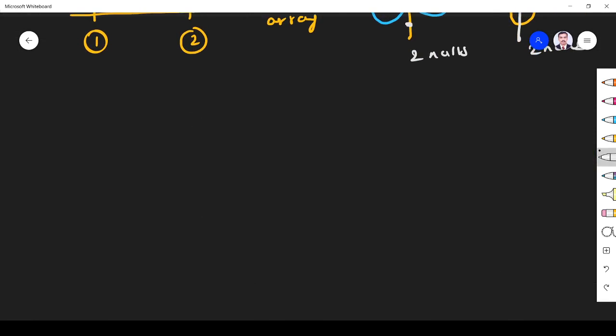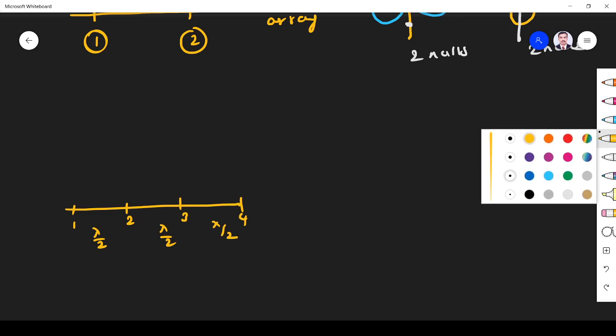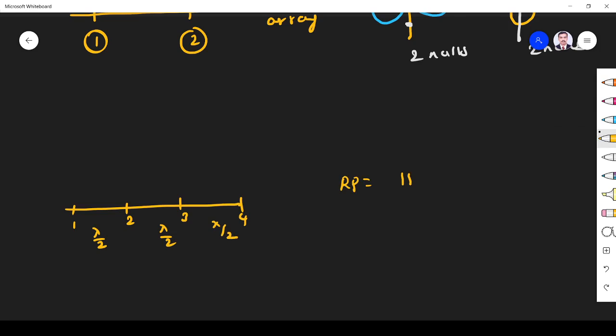Next example I give. Now we consider 4 elements, right? 1, 2, 3, 4. Everything is separated by a distance of lambda by 2. Right? Okay. So how are we going to analyze, what do we need? Total radiation pattern is individual pattern multiplied by group pattern. Individual pattern I need first.